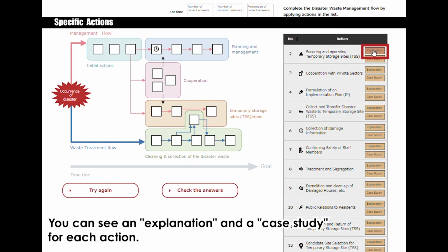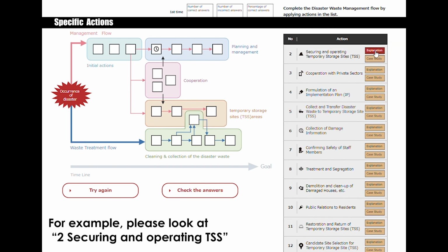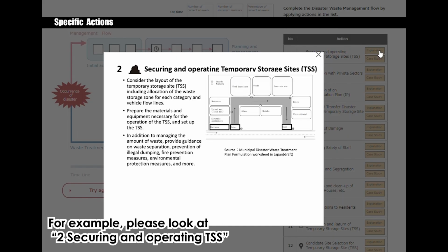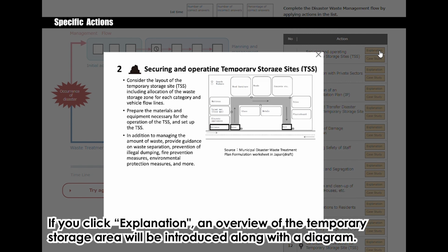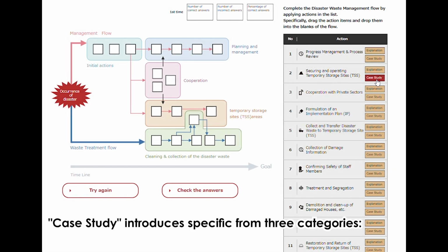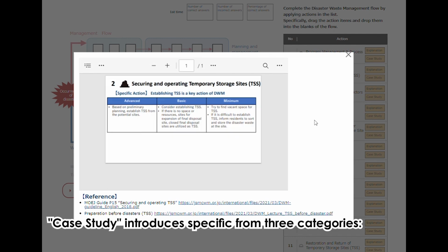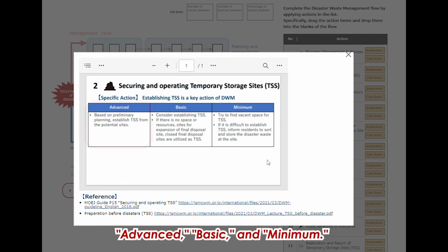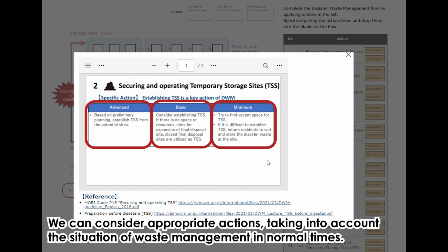Specific actions. You can see an explanation and a case study for each action. For example, please look at 2 Securing and Operating TSS. If you click Explanation, an overview of the temporary storage area will be introduced along with a diagram. Case study introduces specific cases from 3 categories: Advanced, Basic, and Minimum. We can consider appropriate actions, taking into account the situation of waste management in normal times.